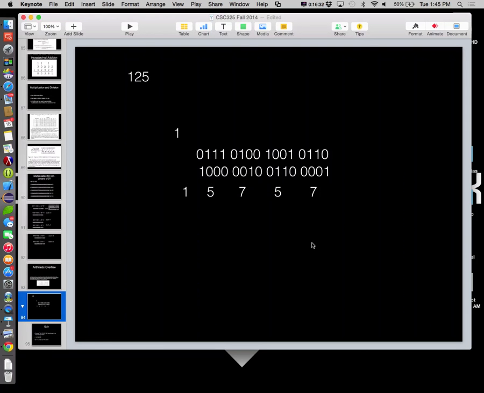Okay, now we can translate this back into BCD, which is going to be 0, 0, 0, 1. Then nibble for 5 is 0, 1, 0, 1. Nibble for 7 is what? 0, 1, 1, 1. Nibble for 5 is 0, 1, 0, 1. Nibble for 7 is 0, 1, 1, 1. So this would be our final answer.